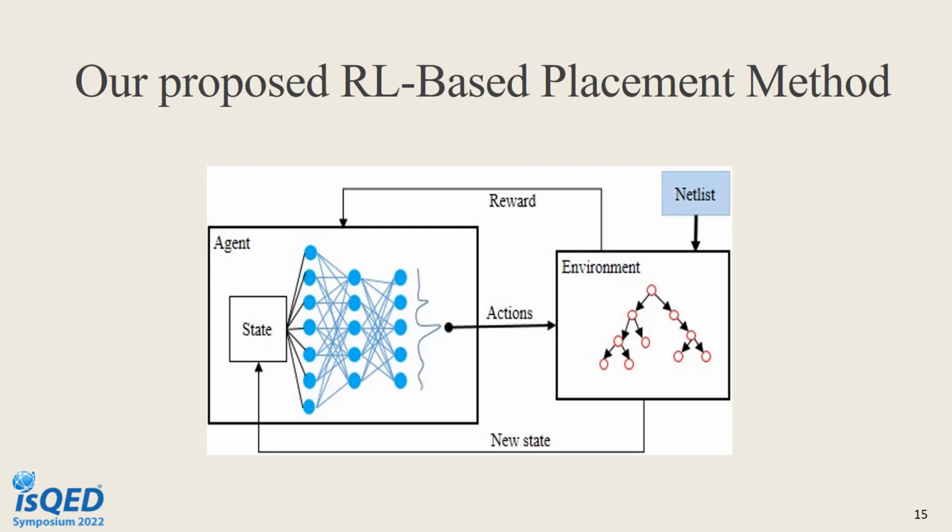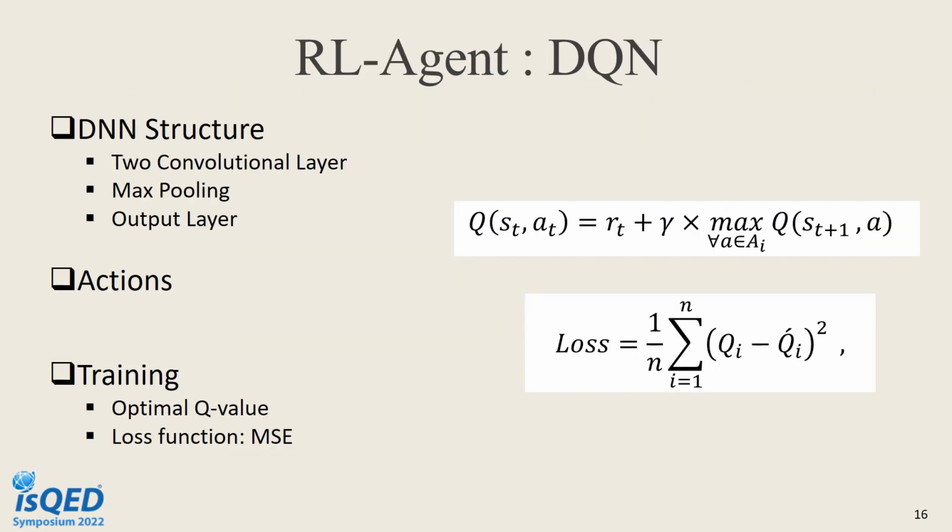When the agent takes a state from the environment, the trained deep neural network takes actions based on that state. When the environment receives the action, it calculates the reward based on that action and sends the reward to the agent. This iteration trains the agent to take the best actions.